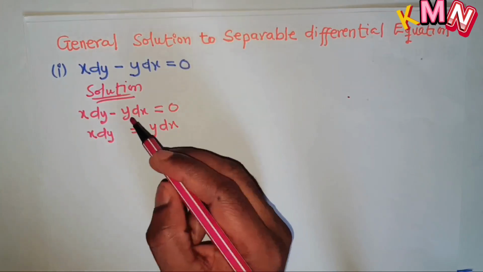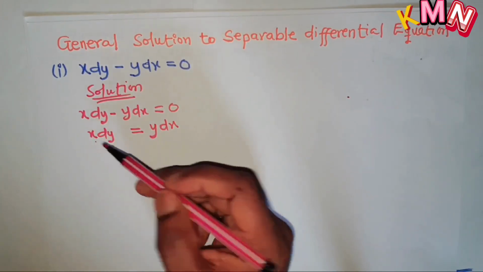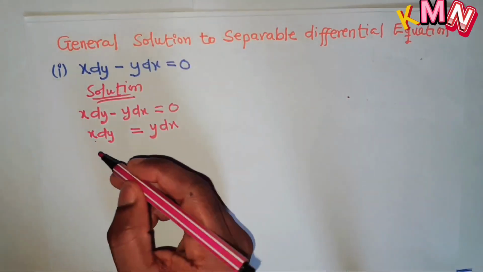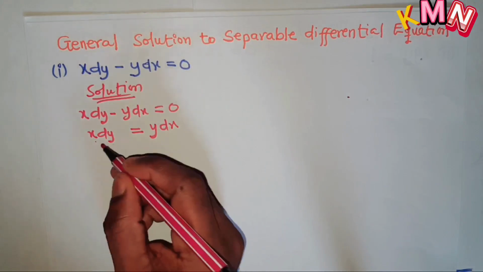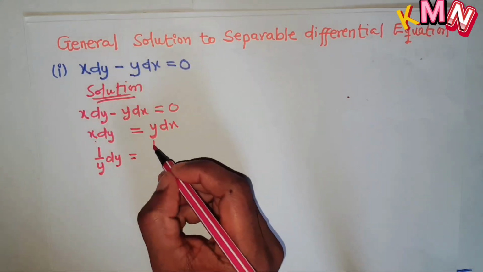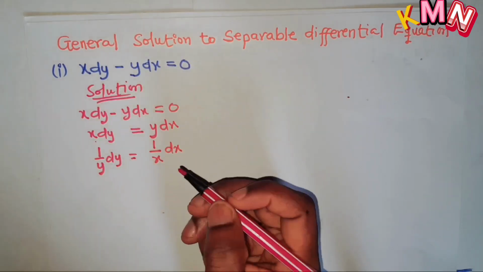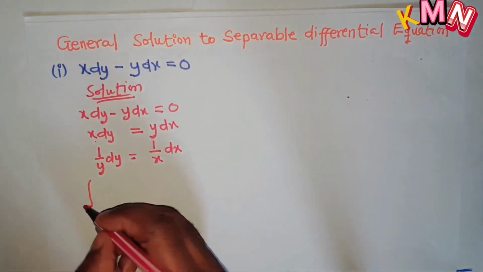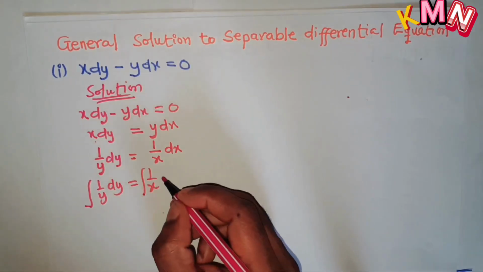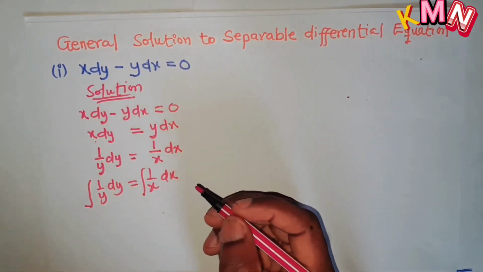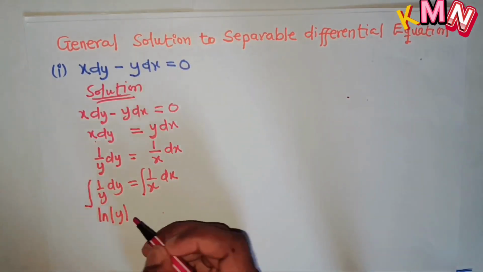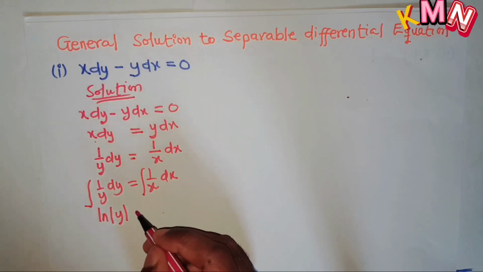You can see clearly that if we divide both sides by x and by y, we can easily separate them. So in separating, when the y comes here, we get 1 on y dy equals, when divided by the x, 1 on x dx. Let's integrate both sides. The integral of 1 on y dy equals the integral of 1 on x dx. So what is the integral of 1 on y? We know that is ln y, because when we differentiate that, we get the same thing.